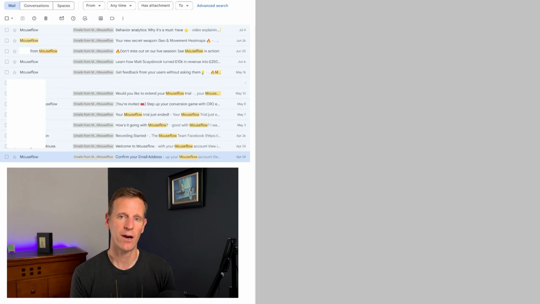Now, when I say teardown, I mean breaking down and analyzing. I'm not tearing anybody down here. This is meant to be constructive. It's meant to be helpful. I am going to find a lot of opportunity to improve this new user flow from Mouseflow. If you're watching from Mouseflow, please feel free to implement these things. And if you want to talk about any of it, I am open to that as well.